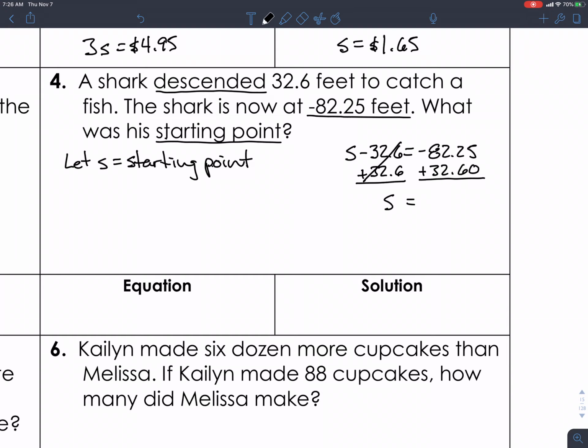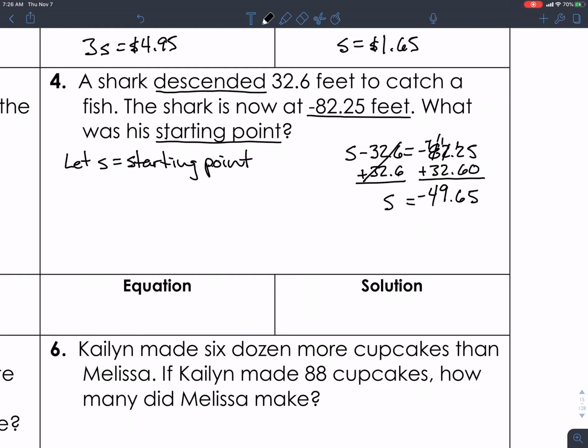You can move the S over. And then we need to come up with our answer over here on the right. Well, 5 minus 0 is 5. 2 minus 6, can't do that, so I've got to borrow. 12 minus 6 is 6. 1 minus 2, can't do that, so I've got to borrow. 11 minus 2 is 9. 7 minus 3 is 4. And integer rules: if the signs are different, we subtract, which we did, and keep the sign of the larger number. So he started at negative 49.65 feet.